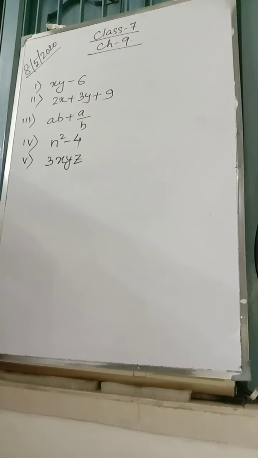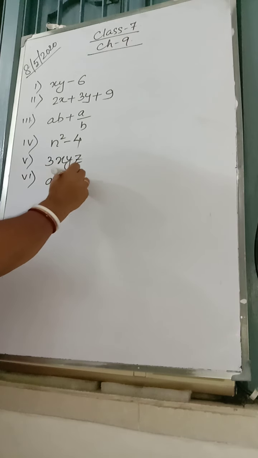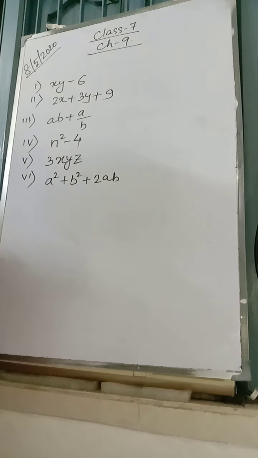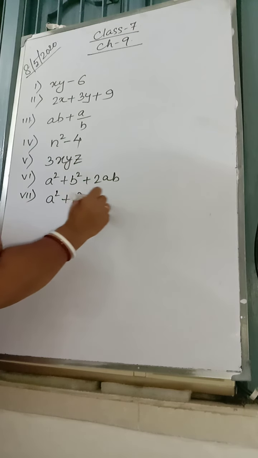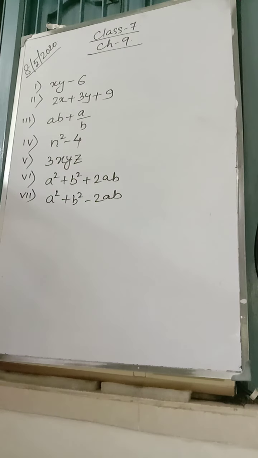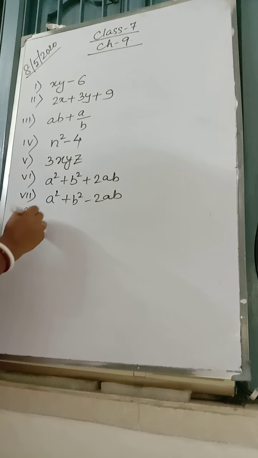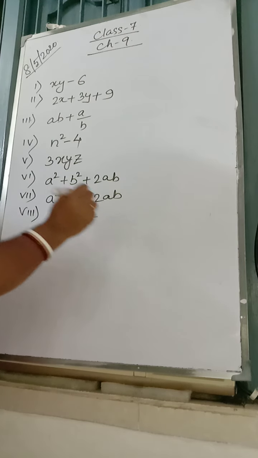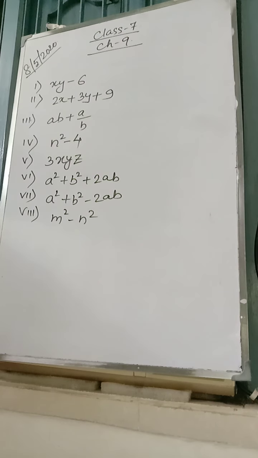3xyz. Number 6. The sum of the squares of a and b increased by twice their product. Sum of squares of a and b, so a square plus b square plus 2ab, increased by twice of their product. 7. Sum of the squares of a and b decreased by twice their product. So this will be a square plus b square minus 2ab. Number 8. Difference of squares of m and n. So m square minus n square. This is for number 1. This one you leave in the book itself. You don't need to write it in the copy.